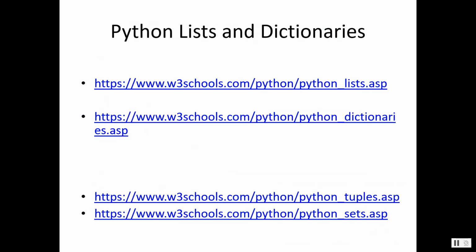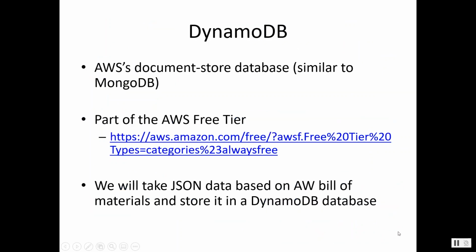Making a lot of use of lists and dictionaries. So you learned a little bit about Python dictionaries before. Here's a link to that. And of course, you knew about Python lists as well. There's also other interesting Python data structures called tuples and sets, and you can read about these from these links here. So DynamoDB is a document store database.